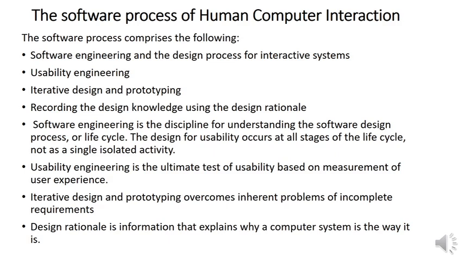The software process of human-computer interaction. The software process comprises the following: the software engineering and design process for interactive systems, usability engineering, interactive design and prototyping, and recording the design knowledge using design rationale. Software engineering is the discipline for understanding the software design process or life cycle. The design for usability occurs at all stages of the life cycle, not as a single isolated activity.